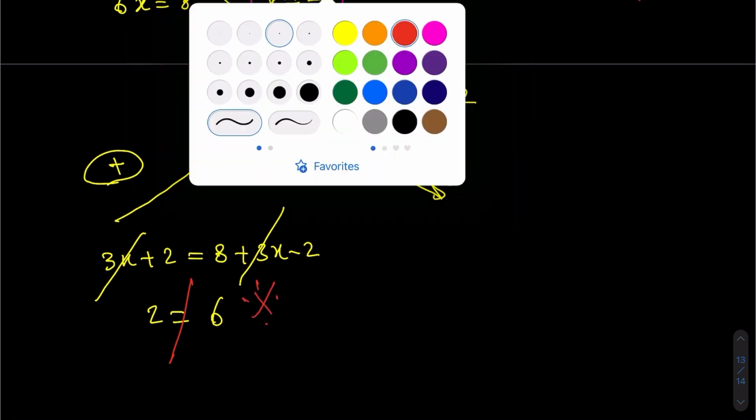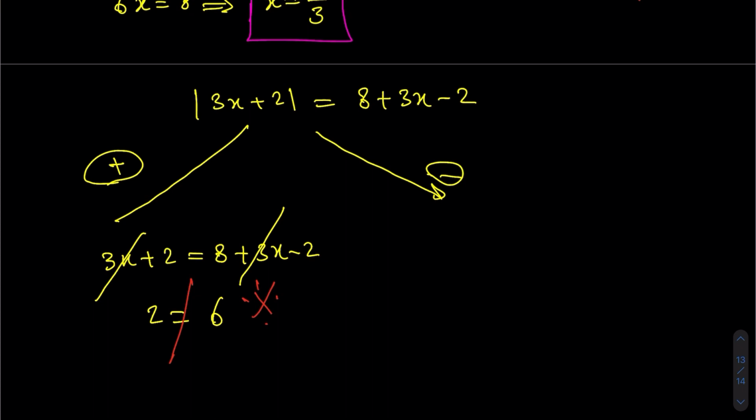But the negative part, it will be 3x plus 2 is equal to negative. So we multiply by negative, yeah? We multiply the whole expression by negative. And this will be equal to negative, if we simplify it, 6 minus 3x. Okay, and then this will be 6x.